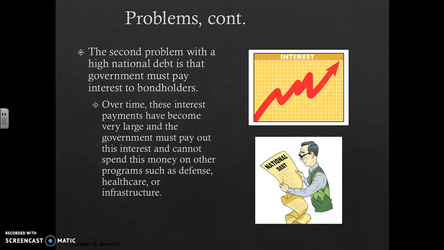The second problem with the high national debt is that the government must pay interest to the bondholders. Over time, these interest payments have become very large, and the government pays out this interest and cannot spend this money on other programs such as defense, healthcare, or infrastructure, improving roads and dams and government buildings and power lines and things like that. So it's money that when we're paying these interest payments that we can't use somewhere else.